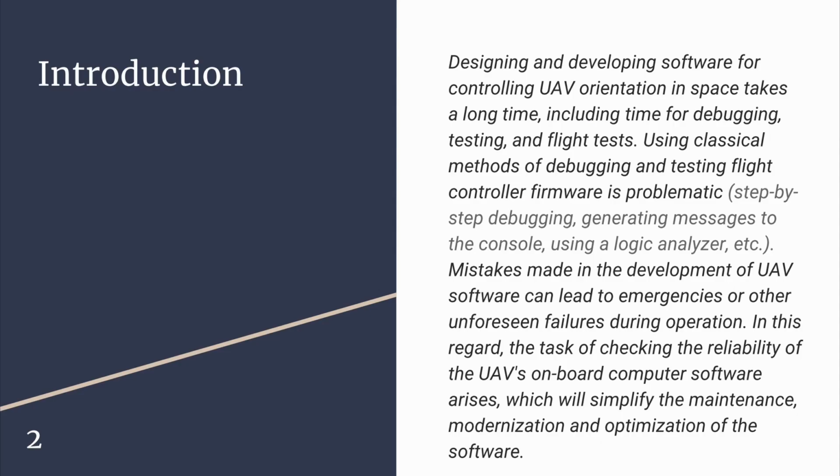Designing and developing software for controlling UAV orientation in space takes a long time, including time for debugging, testing, and flight tests. Using classical methods of debugging and testing flight controller firmware is problematic: step-by-step debugging, generating messages to the console, using a logic analyzer, etc. Mistakes made in the development of UAV software can lead to emergencies or other unforeseen failures during operation. In this regard, the task of checking the reliability of the UAV's onboard computer software arises, which will simplify the maintenance, modernization, and optimization of the software.